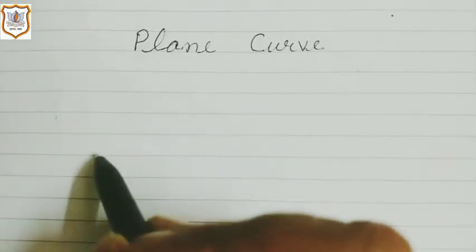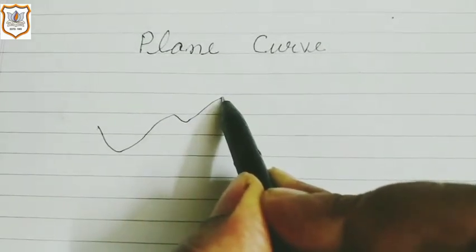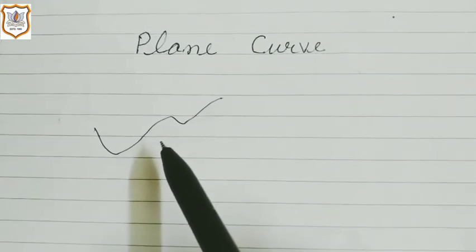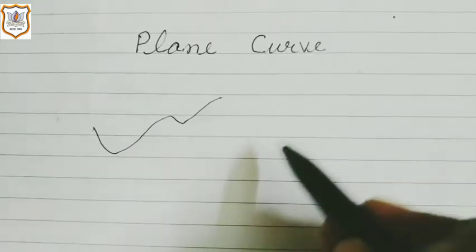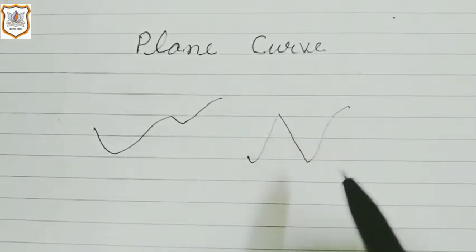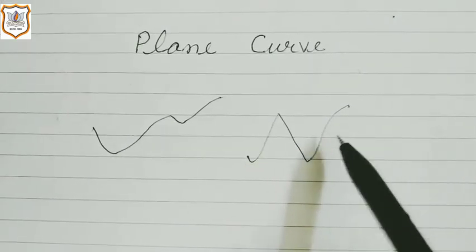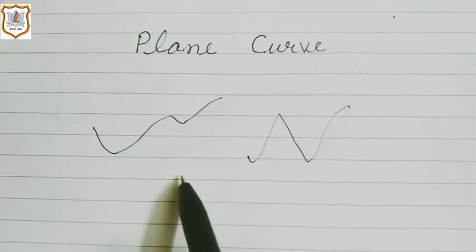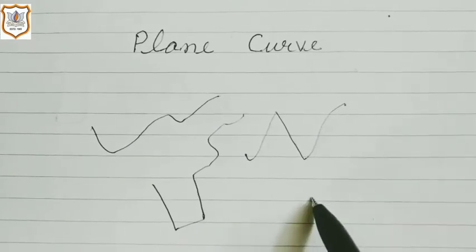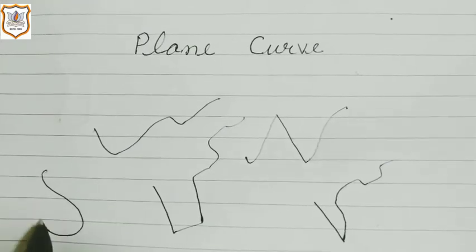Students, look, if we draw like this, it is a plane curve because we draw this figure without lifting the pencil and without retracing any portion. When we write N, this is a plane curve because we draw this N without lifting the pencil and without retracing any portion. So these are plane curves. For example, these are plane curves.